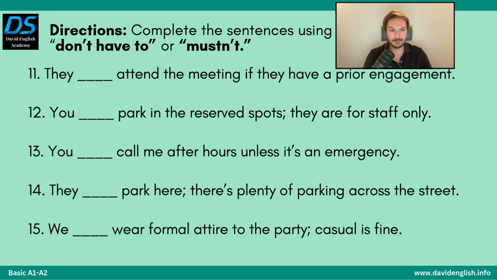Now we're going to be practicing the negative forms. Complete the sentences using don't have to and mustn't. 11. They attend the meeting if they have a prior engagement. Here I'm going to say they don't have to attend the meeting if they have a prior engagement.